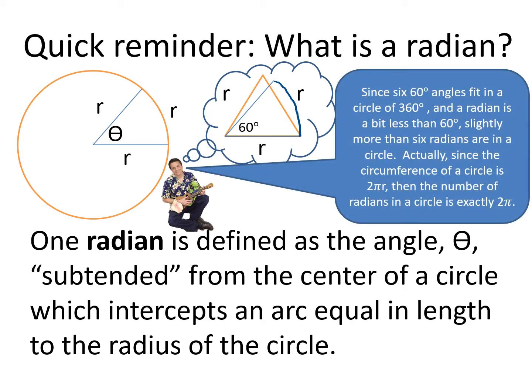Since 6 60-degree angles fit in a circle of 360 degrees, and a radian is a bit less than 60 degrees, slightly more than 6 radians are in a circle. Actually, since the circumference of a circle is 2 pi r, then the number of radians in a circle is exactly 2 pi.